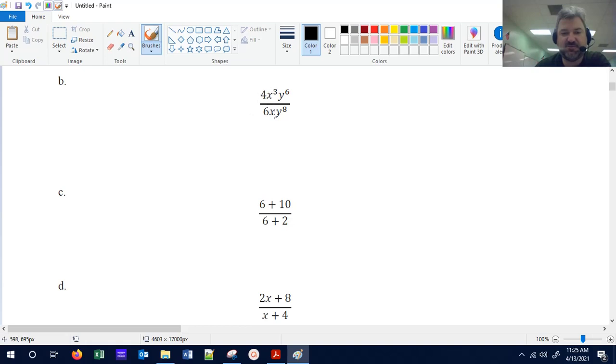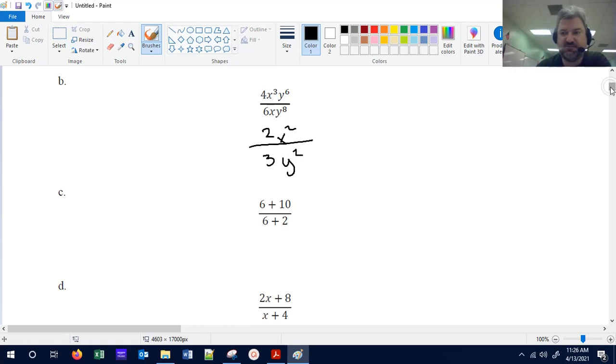This is similar to some of the work that we did in the last unit, when we talked about exponents. 4 and 6 are each divisible by 2, so I can reduce that to 2/3. X cubed and x can be reduced to an x squared. And y to the 6th over y to the 8th can be reduced to y to the 2nd. Now let's take a look at this one.